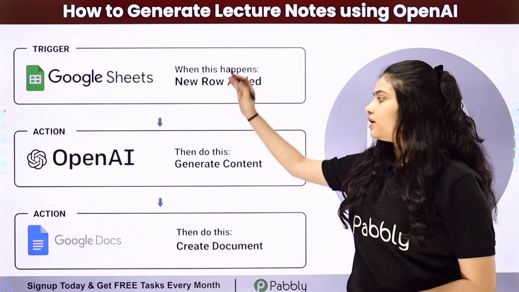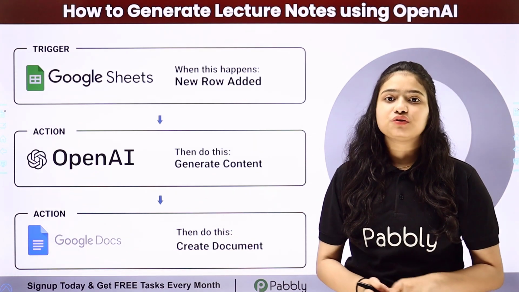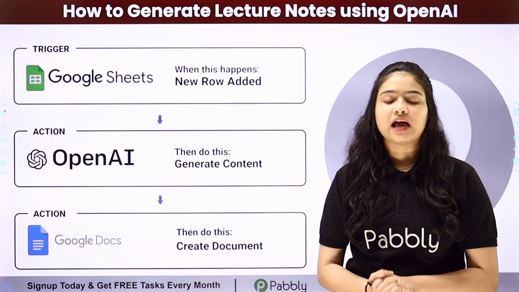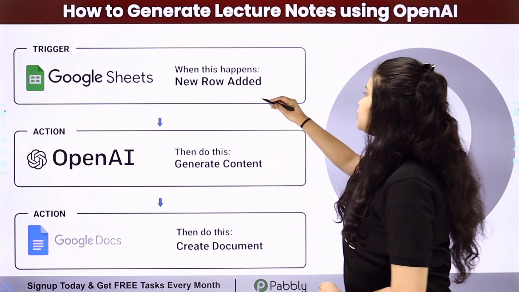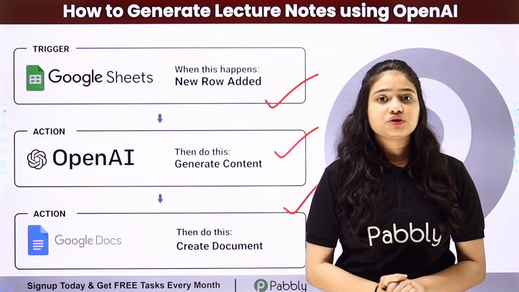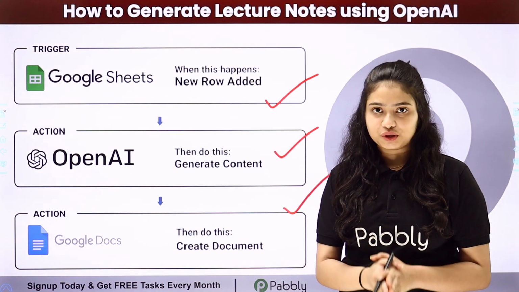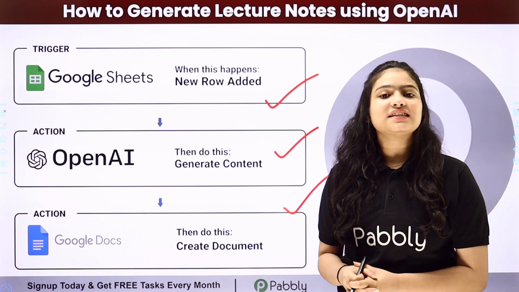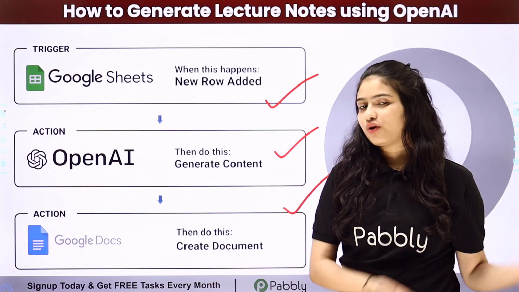For this, we will have to integrate all these applications, and we are going to do that without any coding or programming skills with the help of Pabbly Connect. Now here we have Google Sheets in our trigger, and then we have OpenAI and Google Docs in our action. So we are going to connect all of them by using Pabbly Connect in order to automate this entire process. And to learn this entire automation step by step, let me take you all to my screen.